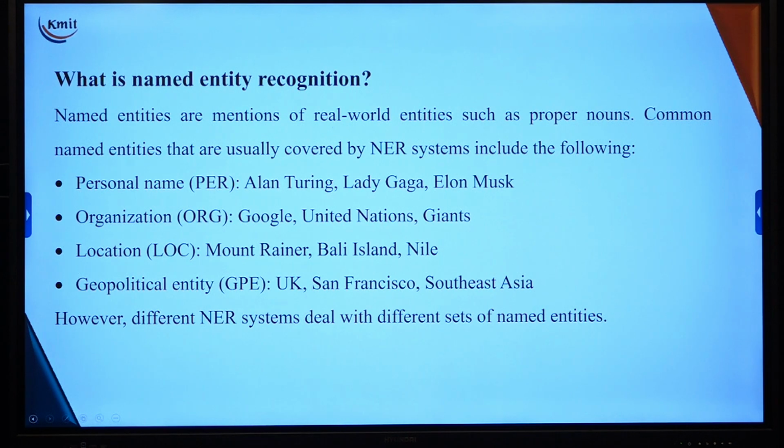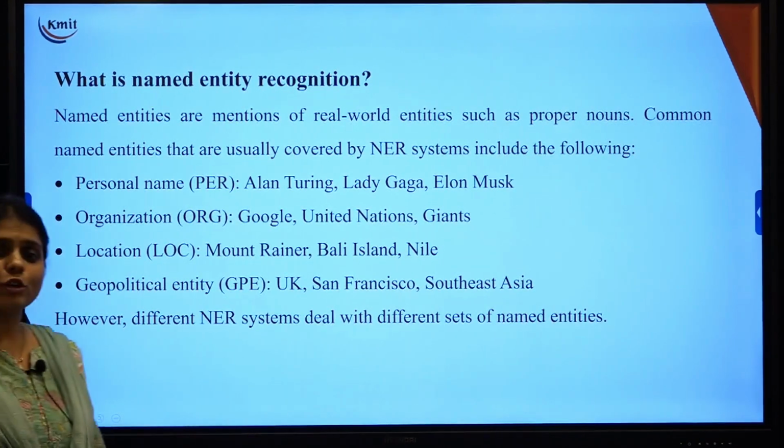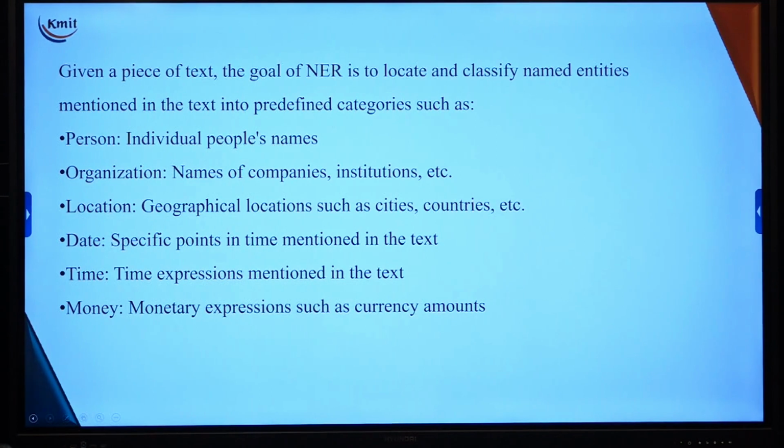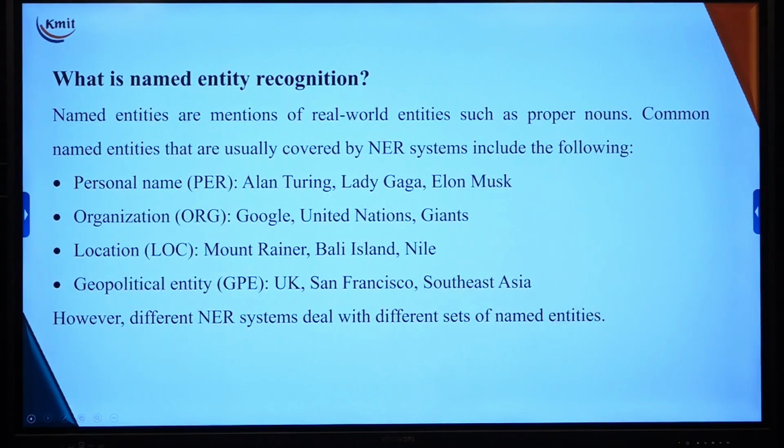Apart from the basics of sequential labeling that we have covered, these named entities are used in many applications that are covered by NER systems. Different libraries follow different notations. The previous slide shows a few of the entities that are recognized, and here we have another notation used by NLTK: PER for personal name, ORG for organization, LOC for location, and GPE for geopolitical entity. Different NER systems deal with different sets of entities.